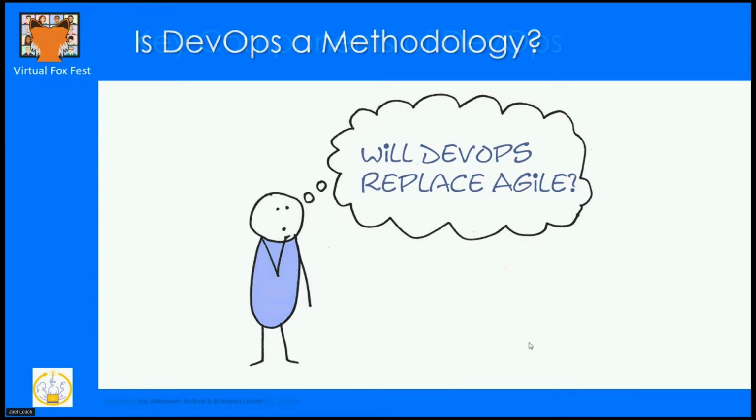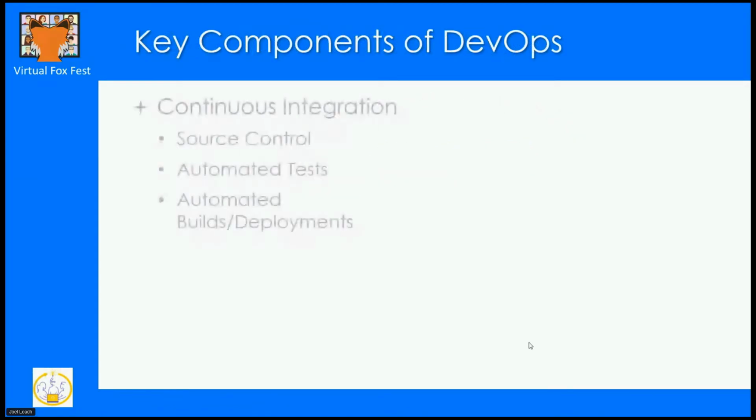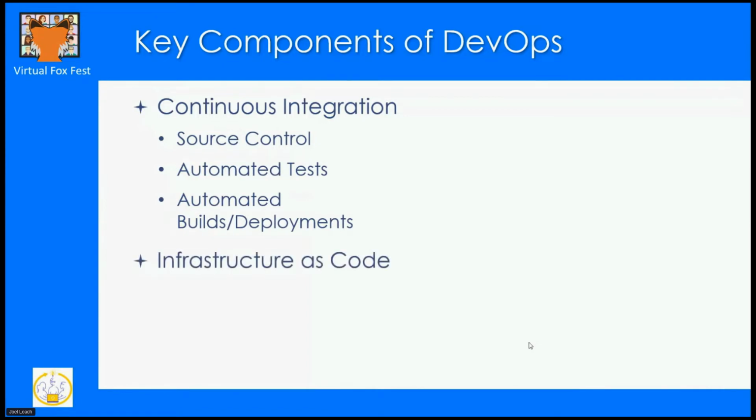Now, let's state the key components of DevOps. And we already talked about continuous integration, and that encompasses some other things such as source control, automated tests, automated builds, and deployments. Another key component is infrastructure as code, which we're going to talk about later.